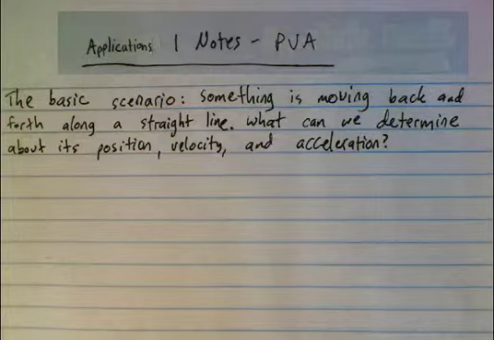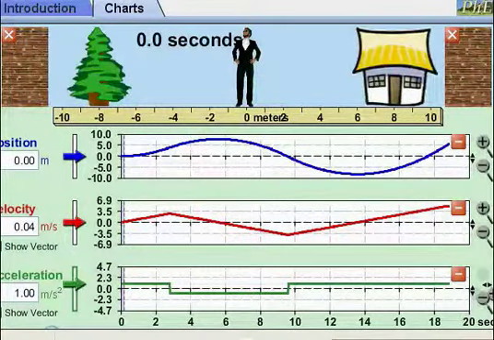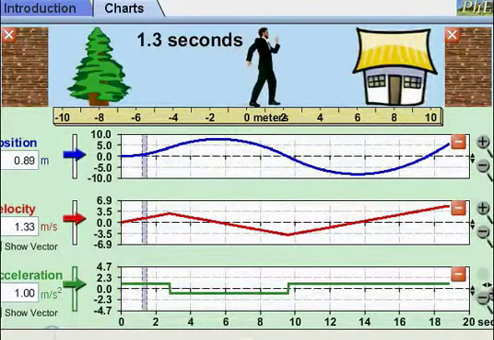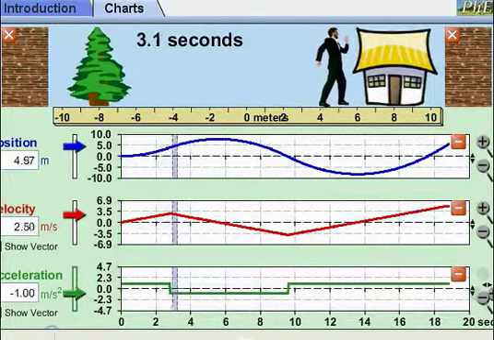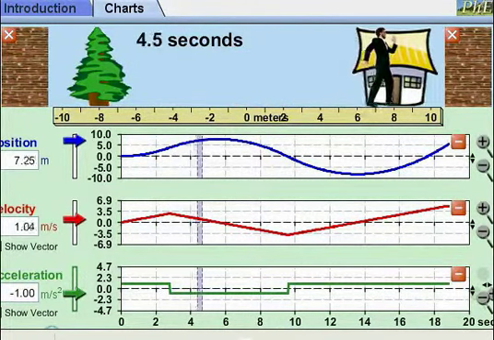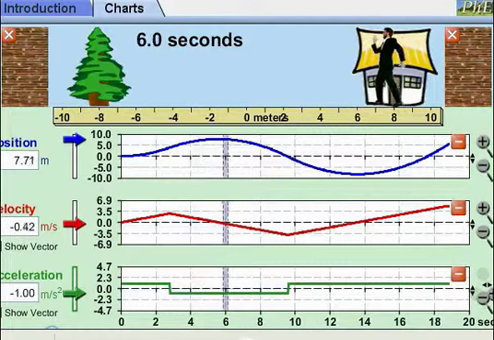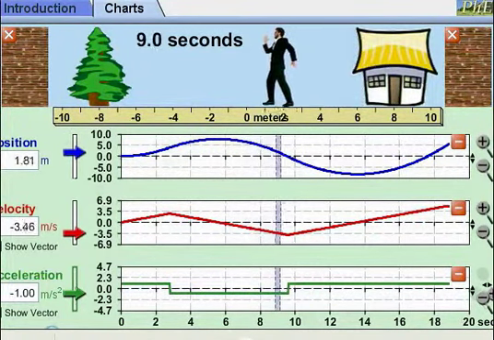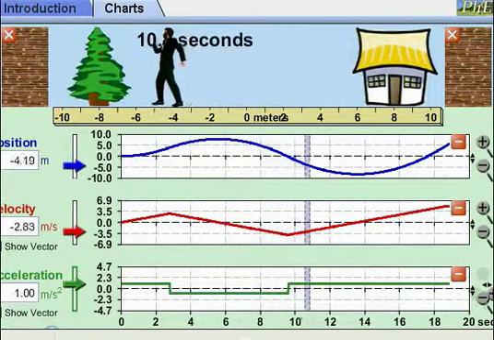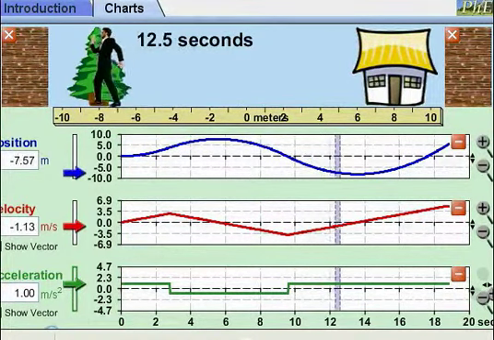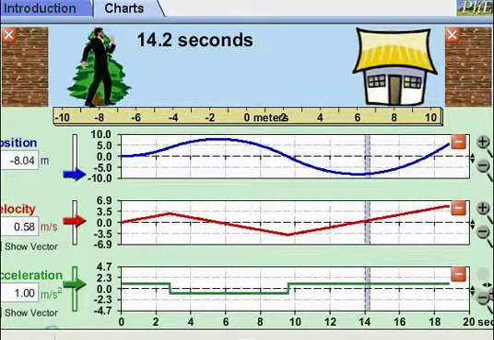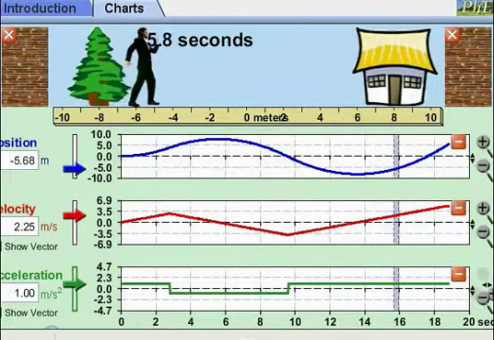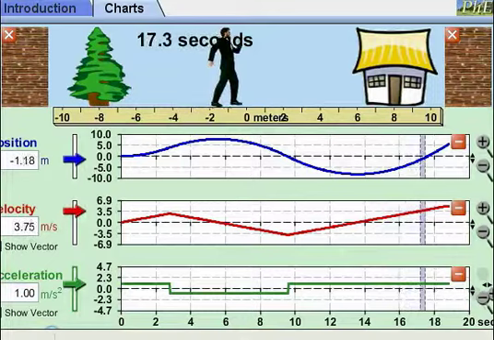The basic scenario is that something's moving back and forth along a straight line. So, for example, the little moving man demonstration that we've worked with, where he's moving just back and forth basically along an x-axis. What we're doing is we're imagining that there's a moving man or a squirrel walking on a wire or a bug walking on a wire or just a particle moving along the x-axis that's moving back and forth. And what we're trying to figure out is what can we determine about its position, its velocity, and its acceleration.